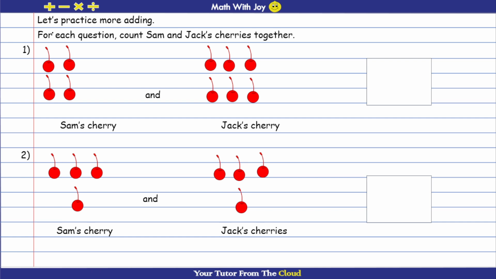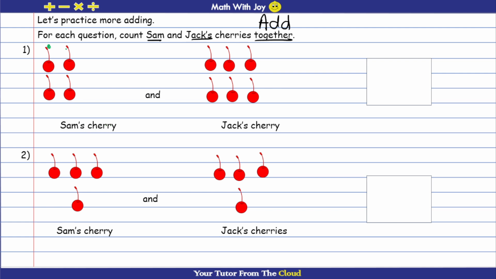Let's practice more adding. For each question, count Sam and Jack's cherries together. So we have to basically add them. All right, so we are going to add Sam's cherries to Jack's cherries, but first we have to understand how many cherries Sam has. So let's count.